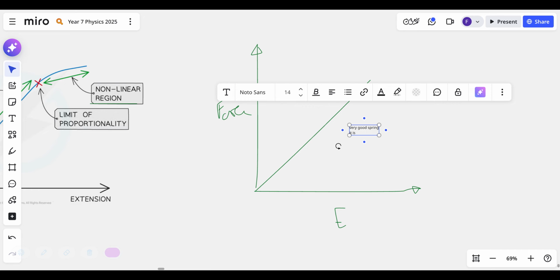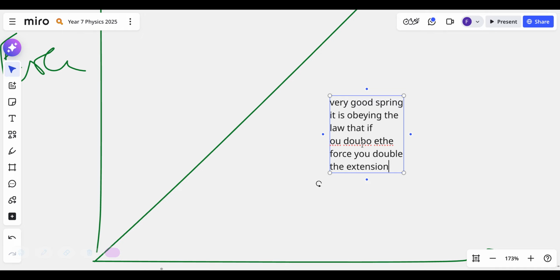It is obeying the law, Hooke's law, that if you double the force, you double the extension. And it's been a really, really good spring. It's obeying the law, right? I can tell you how much force I'm going to use, and I'm going to tell you how much it's going to stretch, all that kind of thing, right?